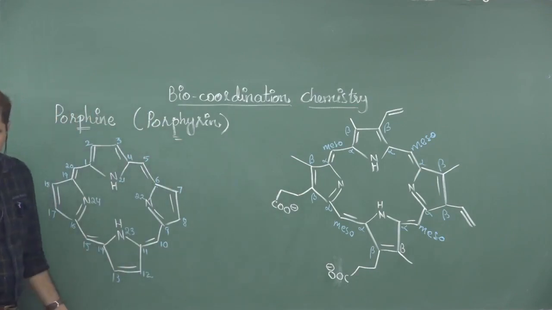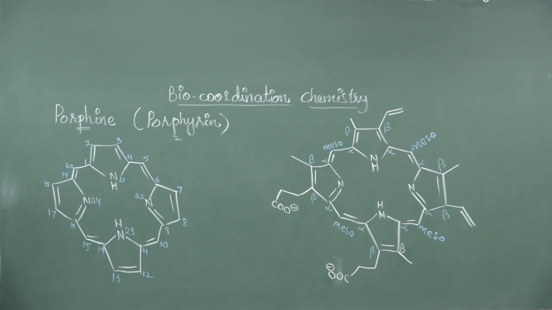So where are the substitutions? All substitutions are at beta positions. Alpha position, there is no possibility for any substitution. Meso, there are no substitutions. Synthetically, we can prepare some porphyrins where meso positions can also be substituted. But naturally available porphyrins, they do not have any substitutions at meso positions. Only beta positions will be occupied. That too, it will be occupied only by alkyl groups. No aromatic groups will be there at beta positions naturally. You have to remember that point.